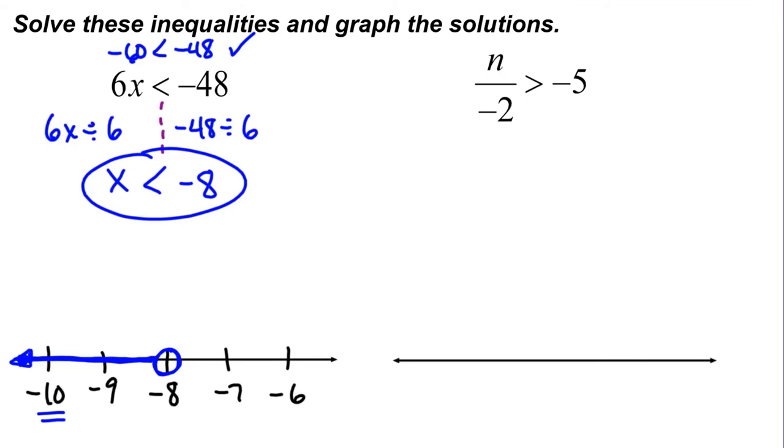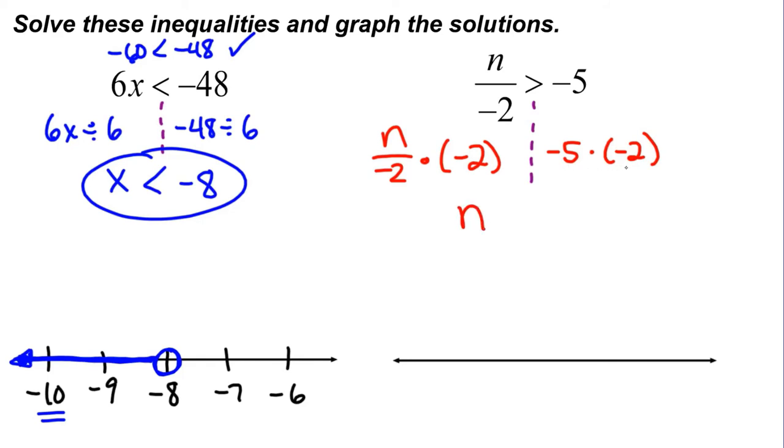Next, n divided by negative 2 is greater than negative 5. So I'm dividing by negative 2. So to undo that, I'm going to have to multiply both sides by negative 2. So n divided by negative 2 times negative 2, and then negative 5 times negative 2. And the left side is just n. Negative 5 times negative 2 is positive 10. Now the question, should I keep or should I flip?